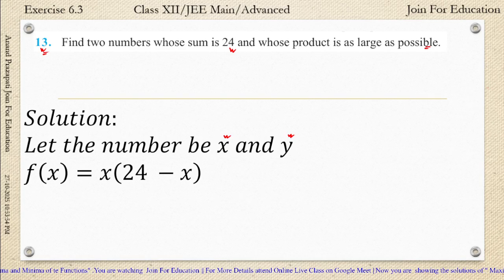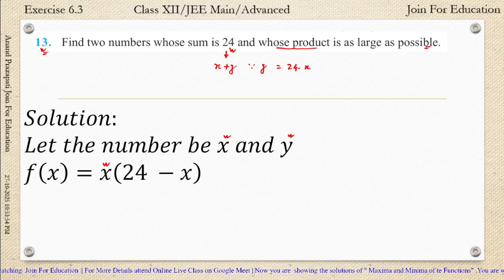Therefore the function will be the product, which means x into y. So the value of y here will be 24 minus x. According to the question, x plus y equals 24, therefore y equals 24 minus x.